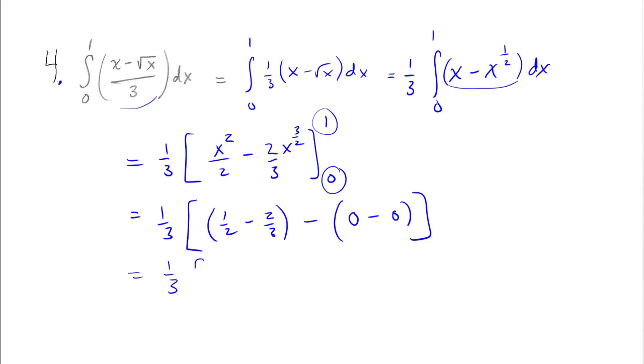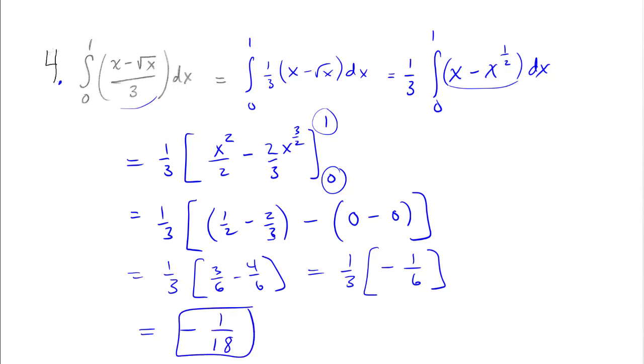So we get 1/3. 1/2 minus 2/3 is 3/6 minus 4/6. So I get 1/3 times negative 1/6. So I would get negative 1/18. There we go.